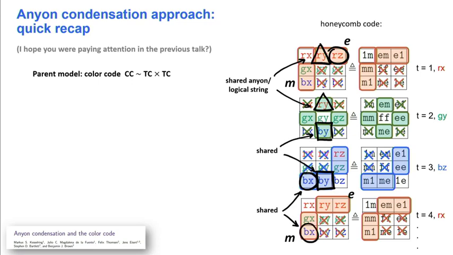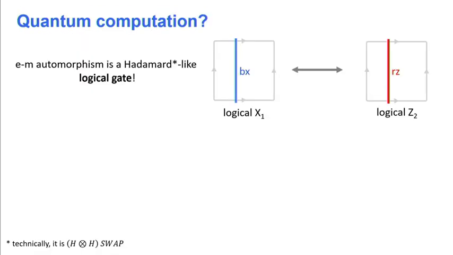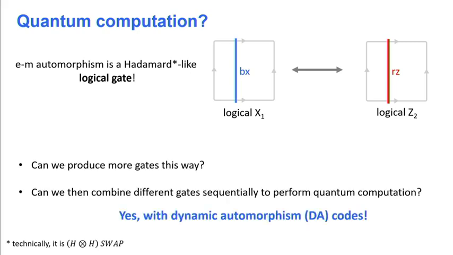However, upon following this sequence of condensations, we see that an E anyon turned into an M anyon, and that's an EM automorphism, which is crucial for the idea of the dynamic automorphism codes. One might notice that the EM automorphism is actually a Hadamard-like logical gate, and might ask whether there exist other examples of non-trivial Floquet codes where a period of measurements will implement a different gate.